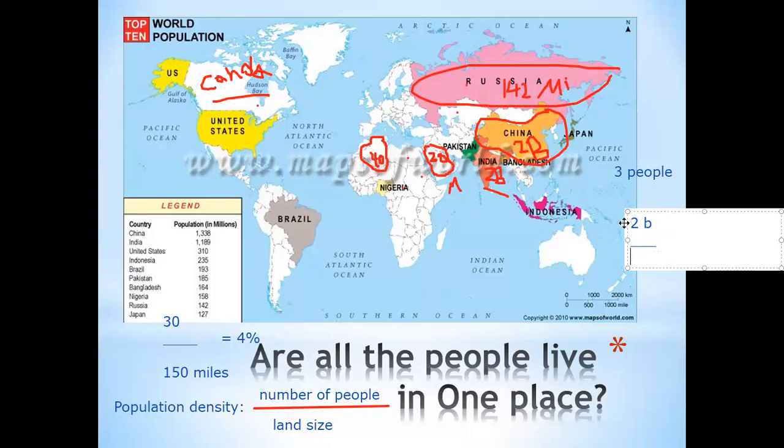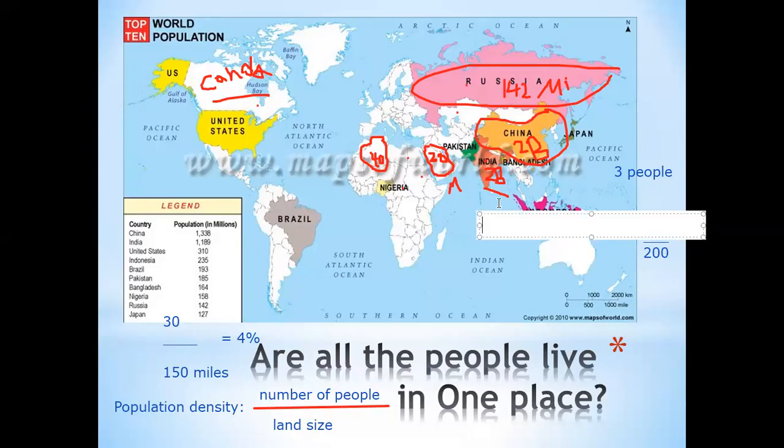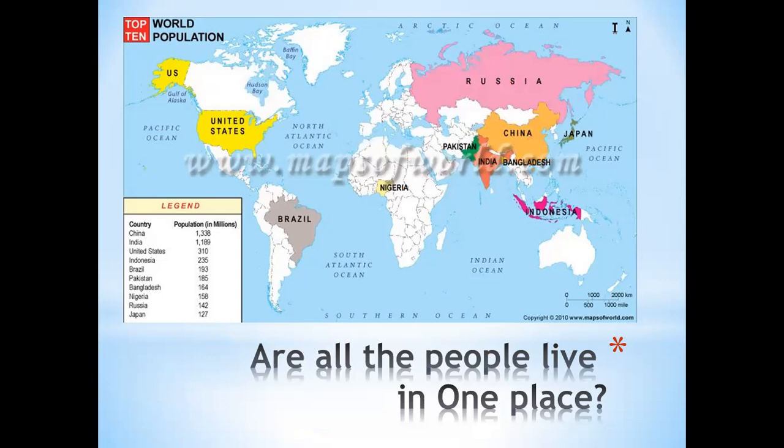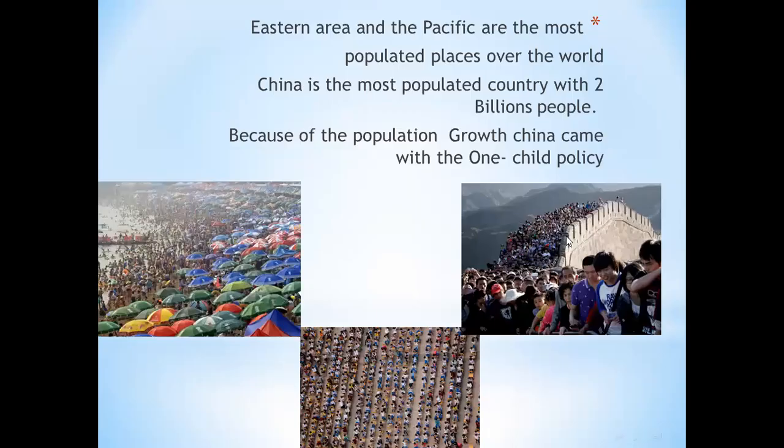What is the size of this area of China? For example, I can say it's 200. Divide this and this, you will find that maybe 1 square of the land will have 3 people standing on it. In India, even more than this, 2 billion, and the number of the land, it's less than 200. So you will find maybe 5 people standing in 1 square of land. That means that it's overpopulated, what we call overpopulated. These are the most populated countries around the world. For example, this is an idea to give you the population density.